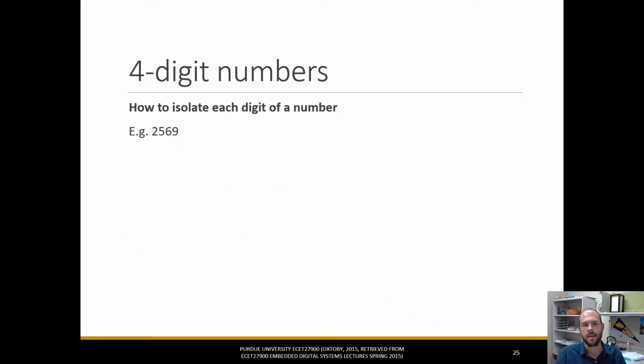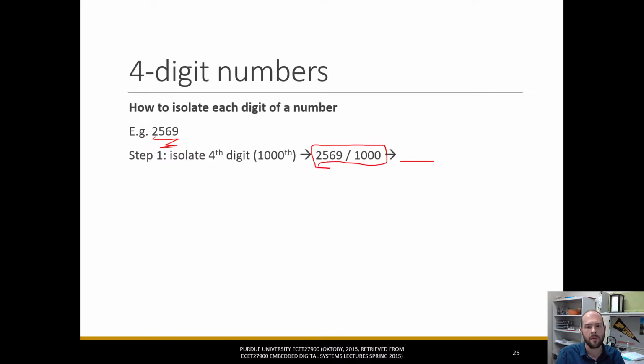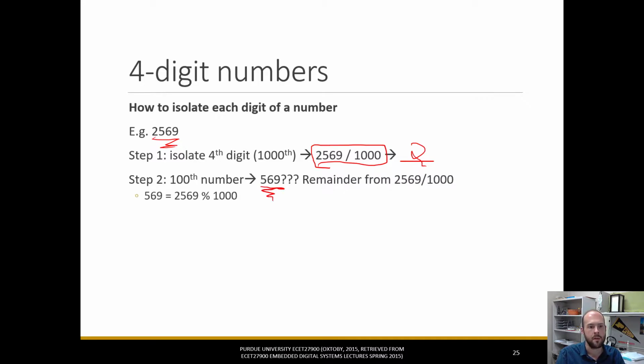How can we use that to separate digits? Well, let's look at this number as an example. Say this is a decimal number. To isolate the 4th digit, the thousandths place, we can do an integer division by 1,000. So 1,000 goes into that 2 times, 2 even times. The remainder, which would be the decimal part, is lost. Then how do we actually capture that remainder? We do a modulus.